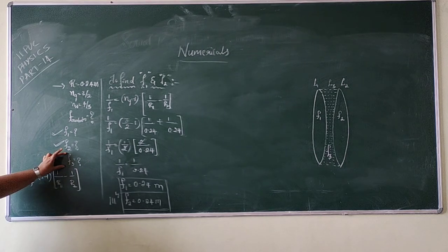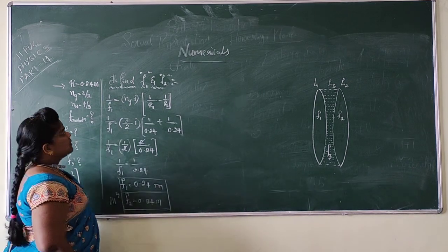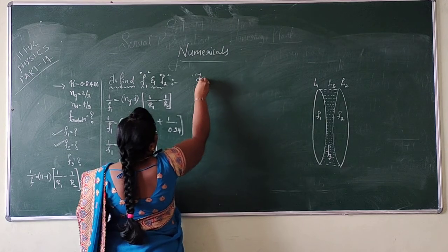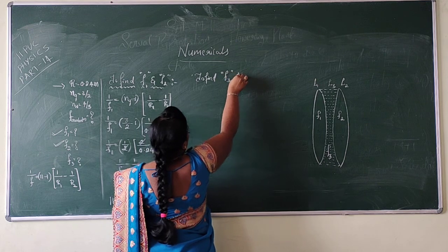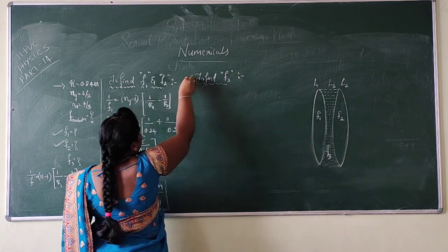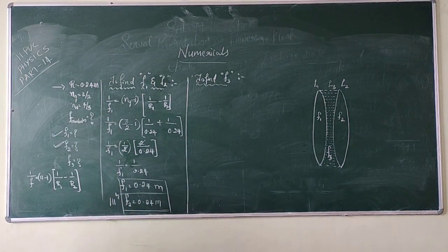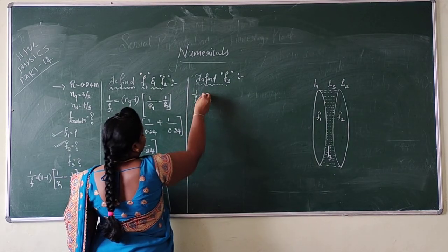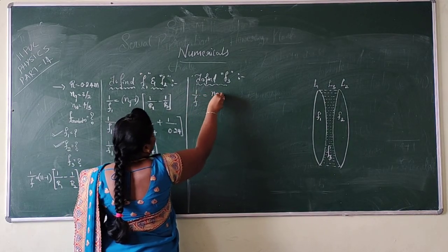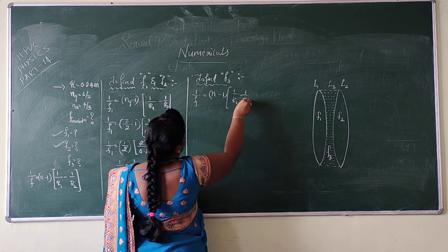Still we should calculate F3. Afterwards we should move to the calculation of the combination. So now I am moving to the calculation of F3. Yes. Now let us calculate F3. So how to calculate F3? The same formula. 1 by F is equal to n minus 1 into 1 by R1 minus 1 by R2.